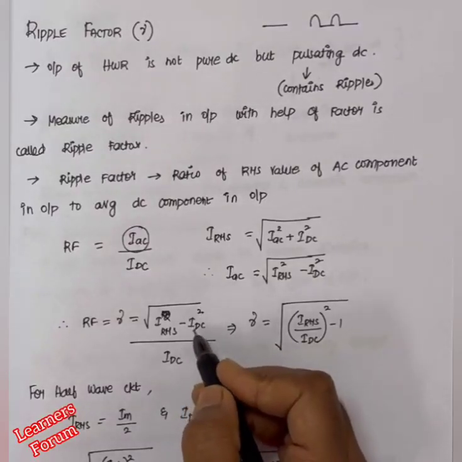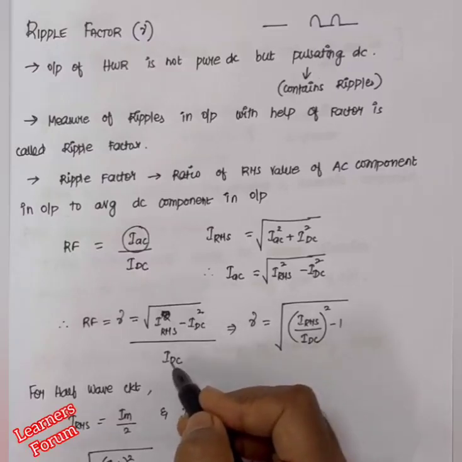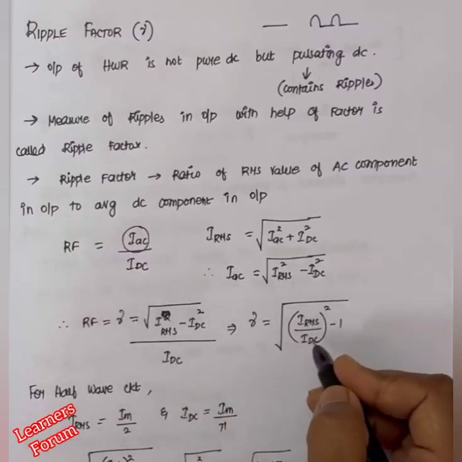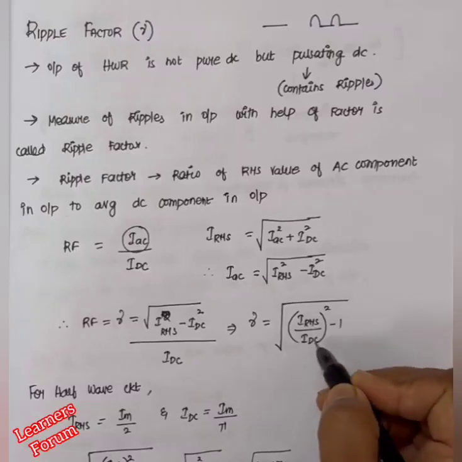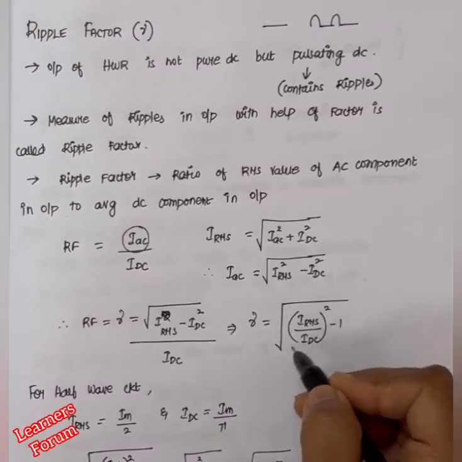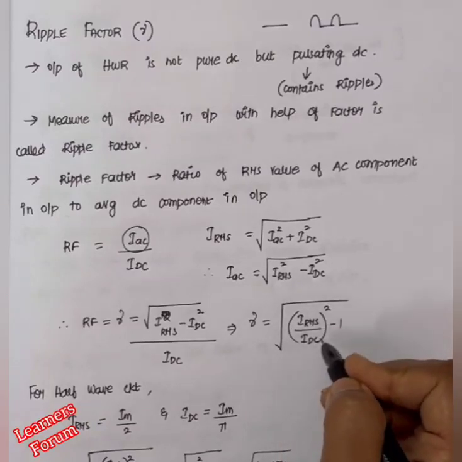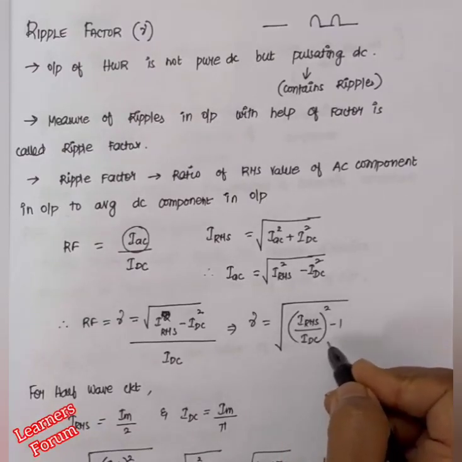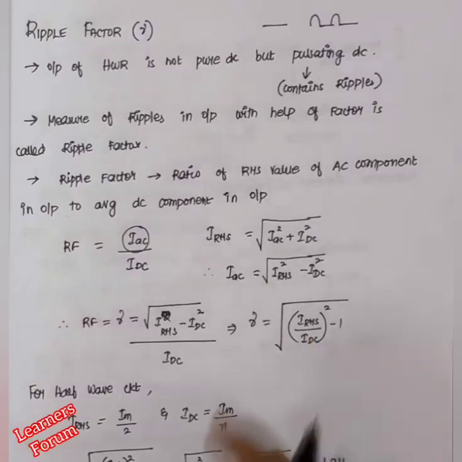So we have IDC both in the numerator and denominator. So we can combine these two terms and make the ripple factor equation even more simplified. So we will get it as the square root of, IRMS by IDC the whole square, minus 1. So this is the general ripple factor calculation, and this is the equation for a general circuit. Now let us calculate this ripple factor in particular for a half wave rectifier.